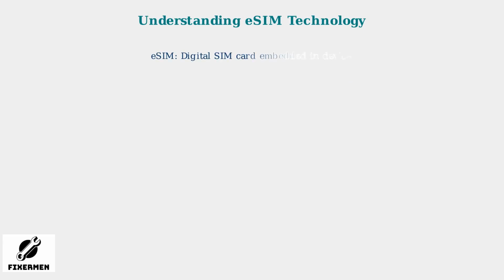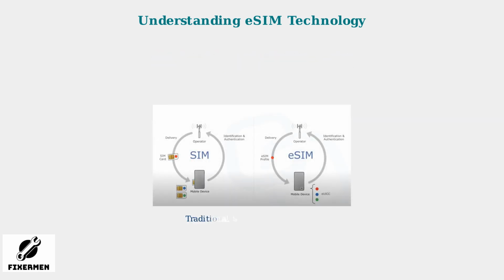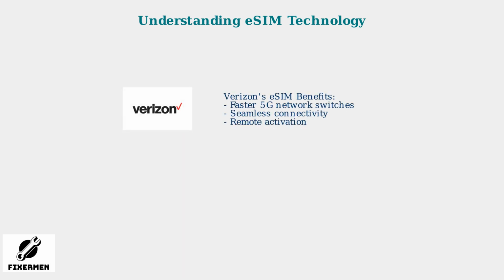An eSIM, or embedded SIM, is a digital SIM card built into your device. Unlike traditional physical SIM cards that you insert and remove, an eSIM allows you to activate a cellular plan directly through software. This technology eliminates the need for physical SIM cards, making it easier to switch carriers or plans. The embedded SIM is programmed with carrier information and can be remotely activated. Verizon uses eSIMs to enable faster network switches and seamless connectivity, particularly with its 5G network. This allows for quicker transitions between different service plans or even temporary international roaming.